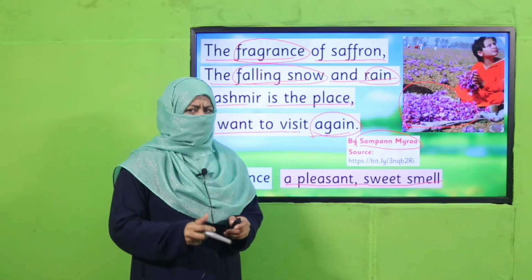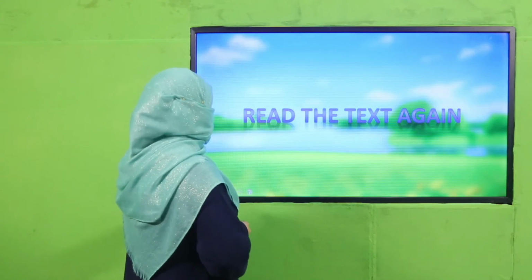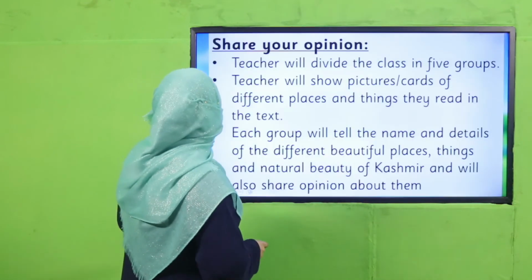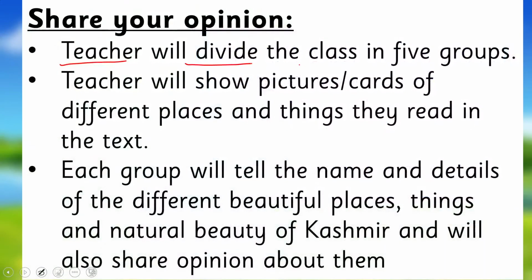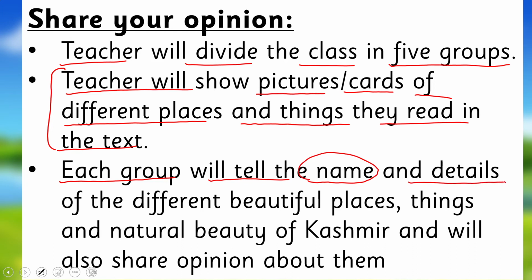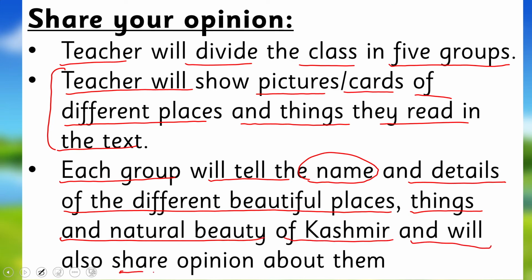Yes, my dear children, are you done with it? Good job. So it's time for an activity. You have already read it. And what is this activity all about? The teacher will divide the class into 5 groups, and the teacher will show pictures or cards of different places and things they read in the text. Each group will tell the name and details of different beautiful places and things and natural beauty of Kashmir, and will also share their own opinion about them.